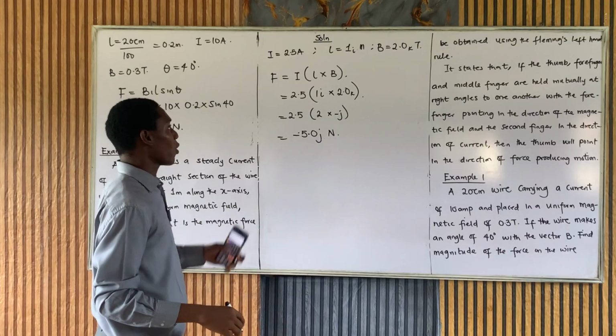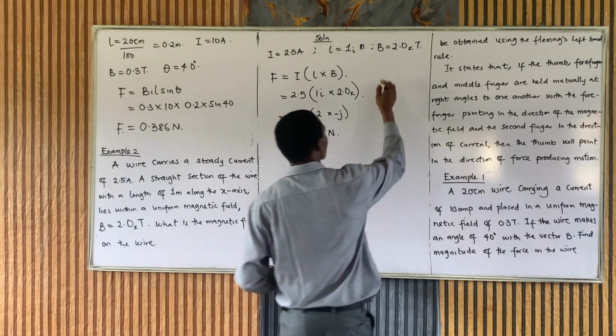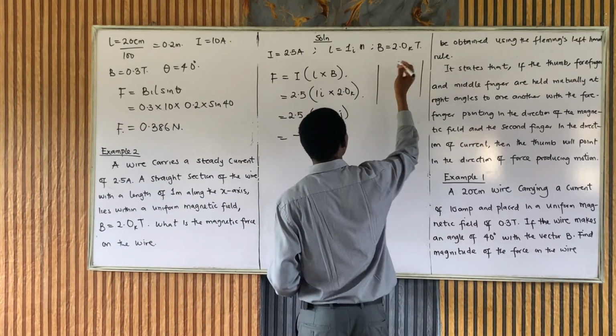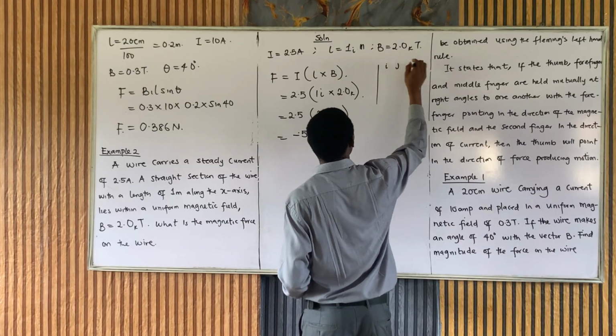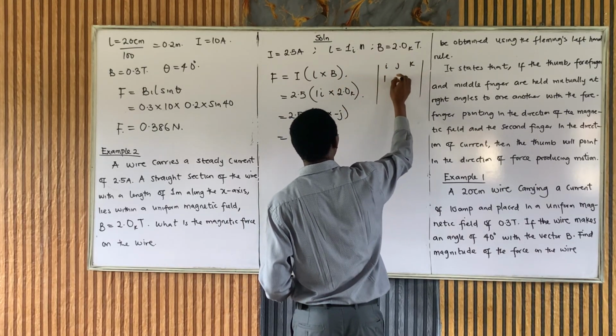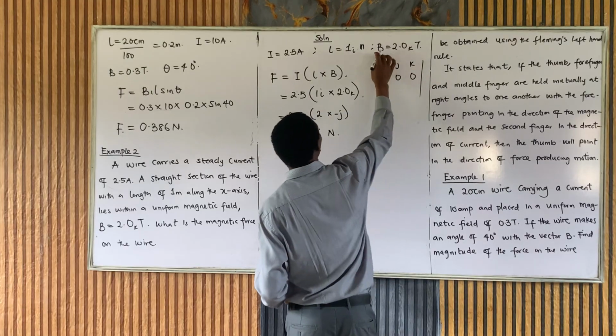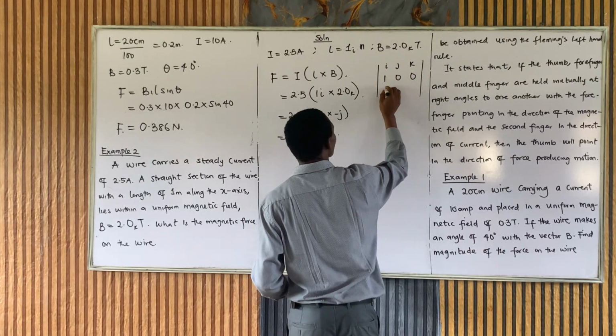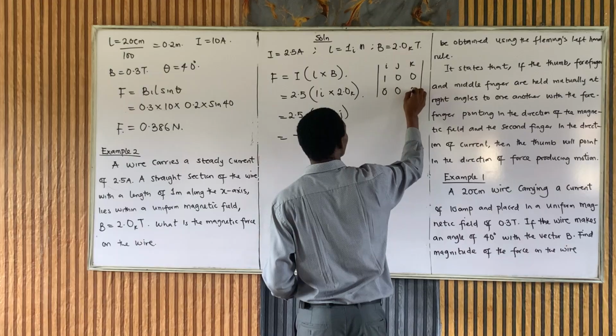Another way to do this is to do your L cross B using a matrix. Write out your i, j, and k. Write out the L first. For the length, it's just having 1 in the i, no j, and no k. And for the B, it's having no i, no j, and just 2k.